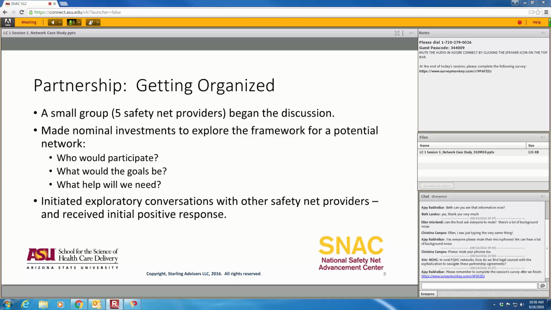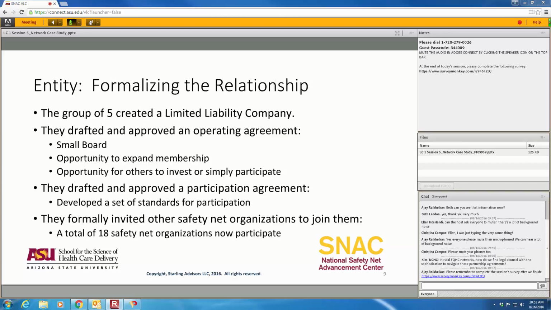They set out to determine what their requirements for participation would be, what their contracting goals were, at a very high level, and what type of help they would need to build this network and make it self-sustaining. They initiated some exploratory conversations with other safety net providers and received an initial positive response, although at this point they were not looking to expand their membership. They wanted to actually develop this entity a little further before they opened up membership to others.